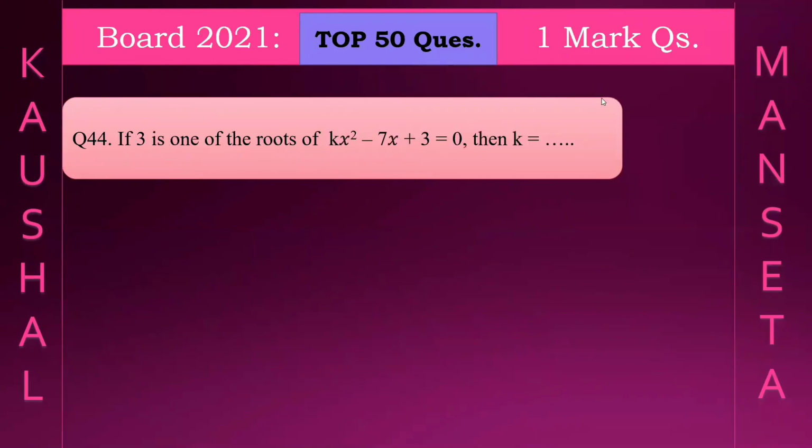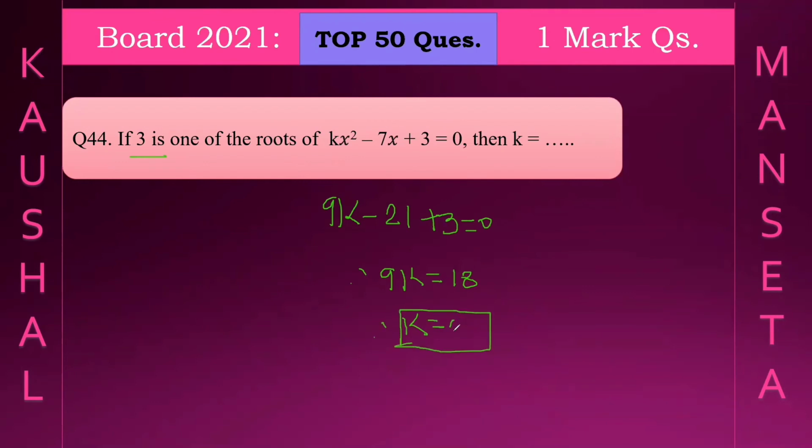Okay, next, 44. If 3 is one of the roots of kx square minus 7x plus 3 equals to 0, then the value of k equals to question mark. See, simply we are going to put the value of x equals to 3. So we get 3 square, so 9k minus 7 3s are 21 plus 3 equals to 0. So we get minus 21 plus 3, it gives minus 18. So we get 9k equals to plus 18. Whenever we shift minus 18 to the right hand side, we get plus 18. So we get the value of k equals to 18 by 9. So the value of k is 2. Got it?